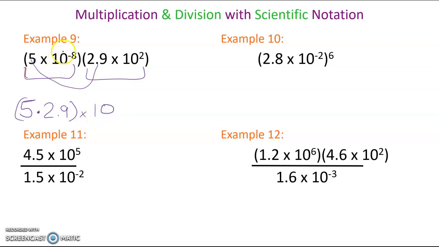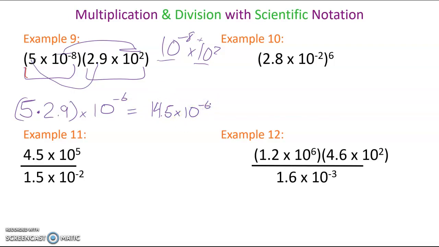Now, with these 10s here, I'm going to start using some of my exponent rules. This is the same as 10 to the negative 8 times 10 to the 2. I have the same bases. All I do is just add those exponents. So it's 10 to the negative 8 times 10 to the 2. I'm going to add negative 8 and 2. That gets me negative 6. All right. Now, if you multiply 5 times 2.9 out, that's going to get you 14.5. And then still with the 10 to the negative 6 out front there.